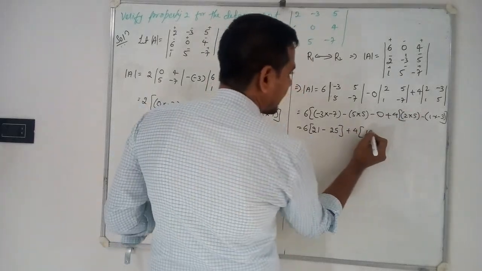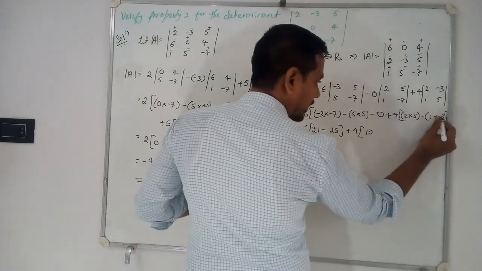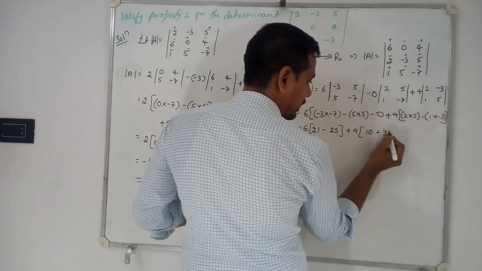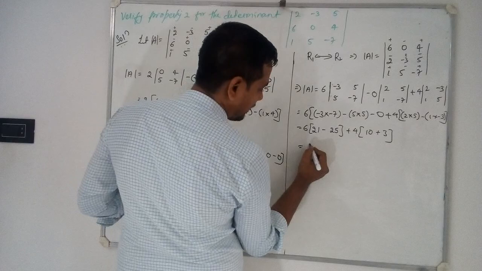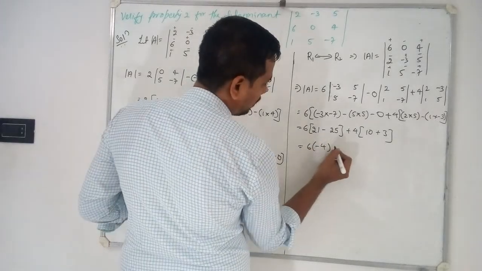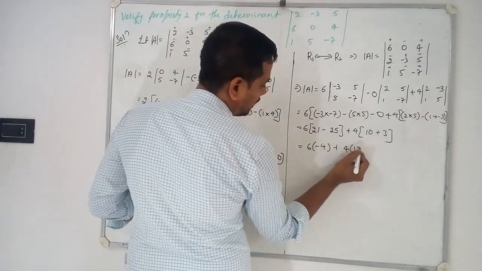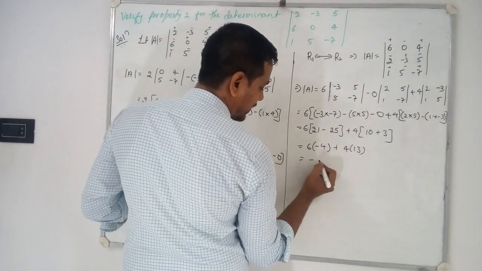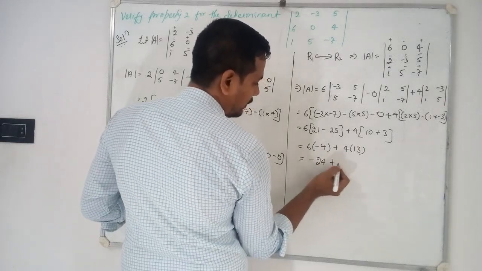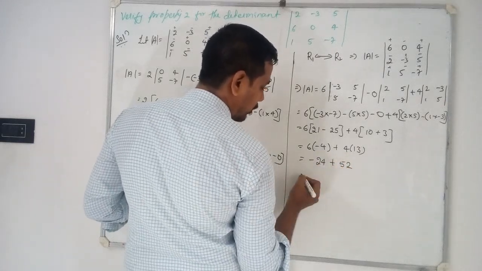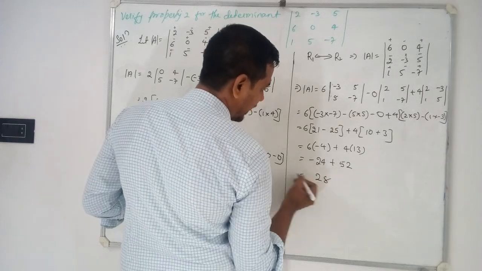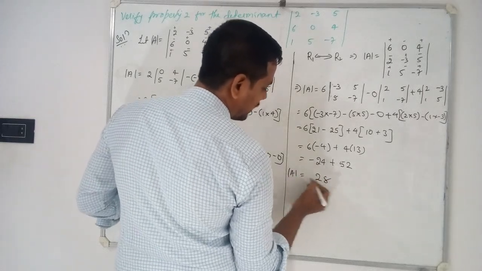2 into 5 is 10. 1 into 3, 3, minus into minus plus. So what will be left? 6 into minus 4 plus 4 into 13. So 6 into minus 4 is minus 24, plus 4 into 13 is 52. So which is nothing but 28. What is this? Value of determinant.